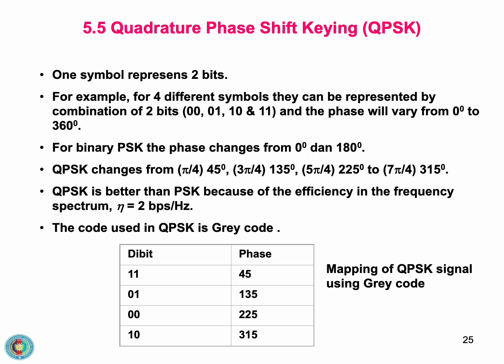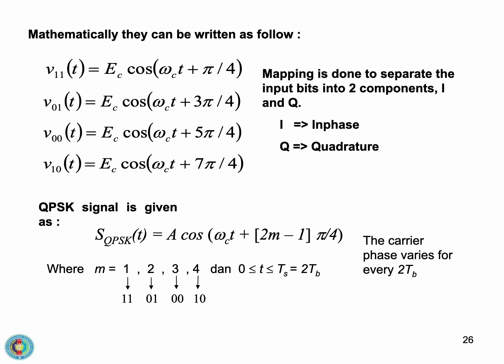QPSK offers a significant advantage over simple BPSK due to its higher spectral efficiency, achieving 2 bits per second per hertz. It also commonly utilizes Gray code for mapping bits to phases, which minimizes bit errors when a symbol is misinterpreted. Mathematically, each of the 4 QPSK signals is represented by a carrier with a specific phase shift, as shown here for the Gray code mapping. The process of mapping is crucial.